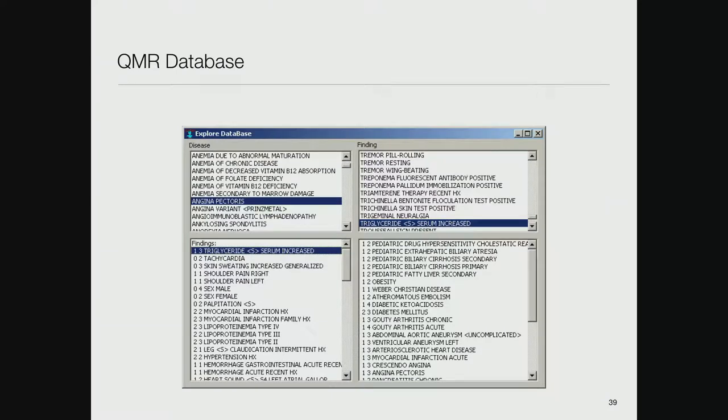Here's an example. I did a reconstruction of this program. This is the kind of exploration you could do. If you click on angina pectoris, here are the findings that are associated with it.